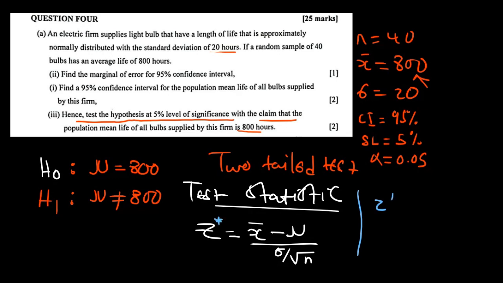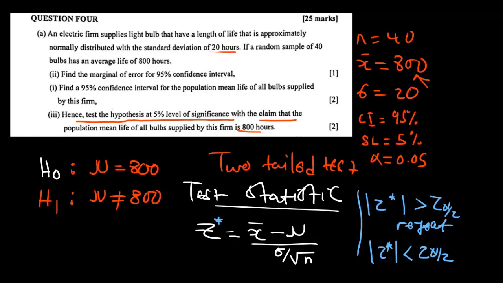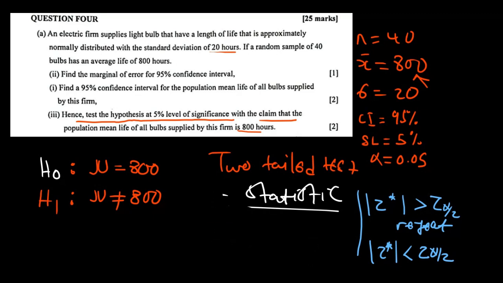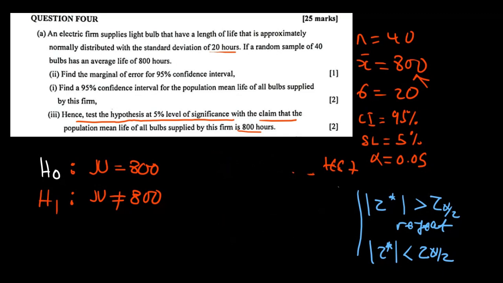If the magnitude of the Z observed is greater than the Z critical value, which is given by this, we are going to reject the null hypothesis. But if the magnitude of the Z observed is less than the Z critical, we are going to fail to reject. Those are the two facts that we are going to use in order to reject or to accept.